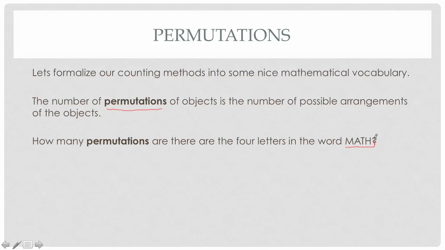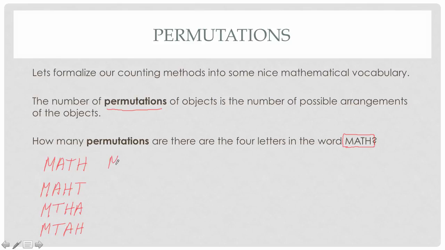All right, so we got 4 letters, right? Let's see if we can list them out. So math is 1 permutation. Now a different arrangement would be MA, but instead of TH, let's do HT. That's a different permutation, a different ordering of those 4 letters. Now let's do another one. Let's do T first. So MATH and then MTAH. There's 2 more permutations.